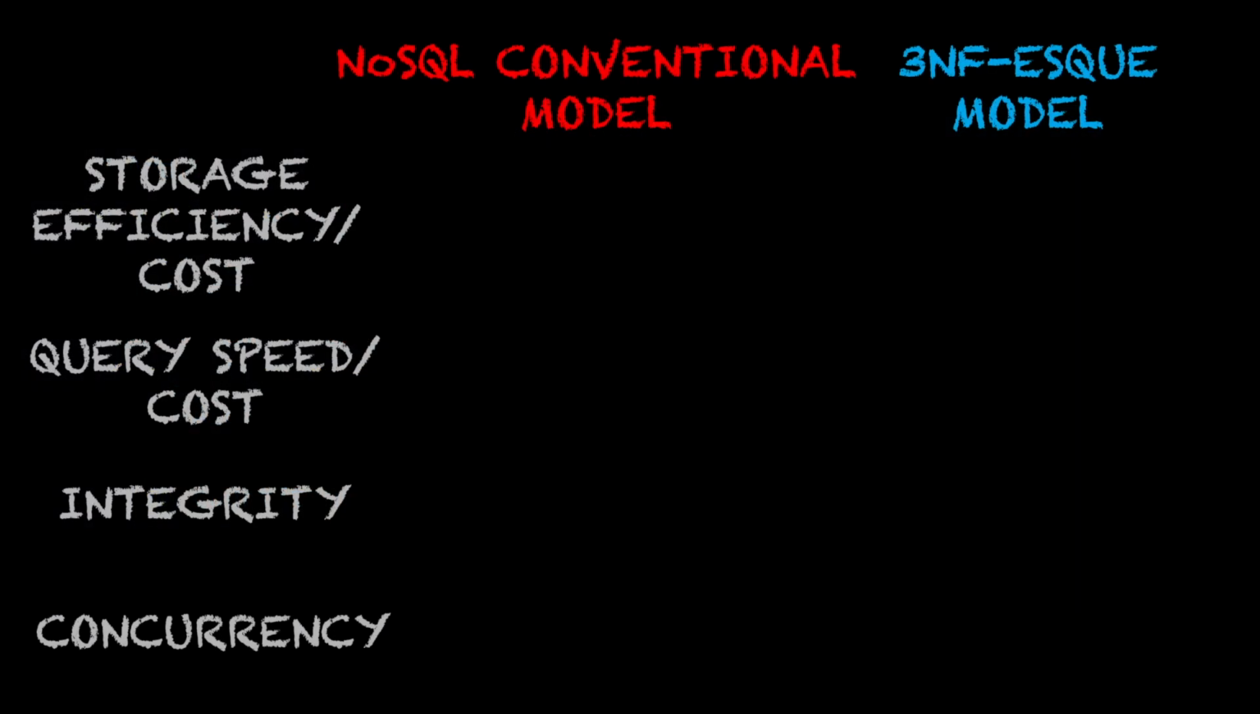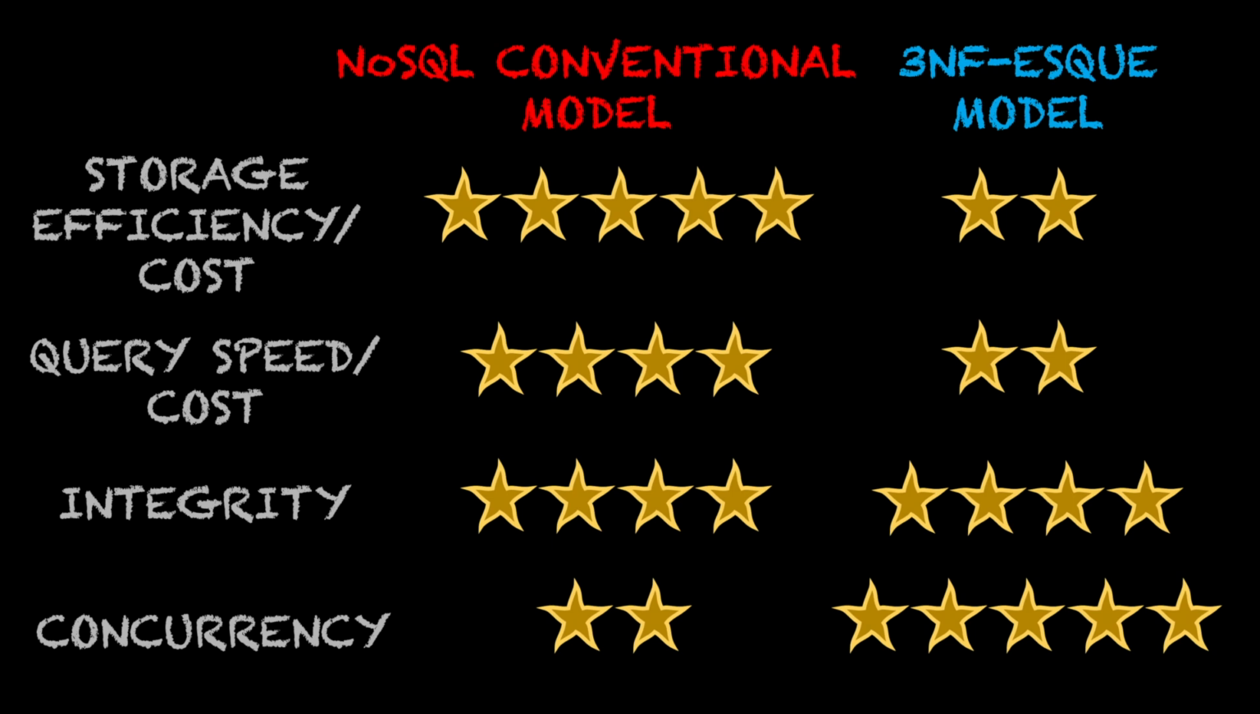There's no perfect model. The choice depends on whether we want to prioritize storage efficiency, say, over query speed, or perhaps integrity over concurrency. For our project, we selected the more normalized model because we are interested in transactional applications with high concurrency. Now, I have a surprise for you guys.